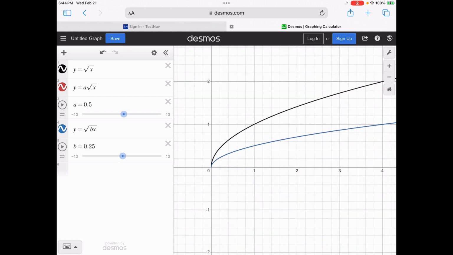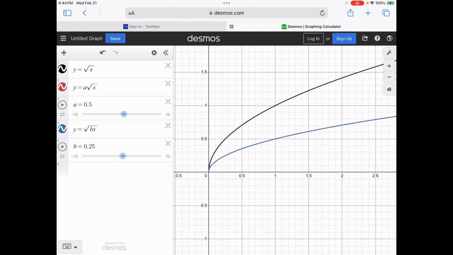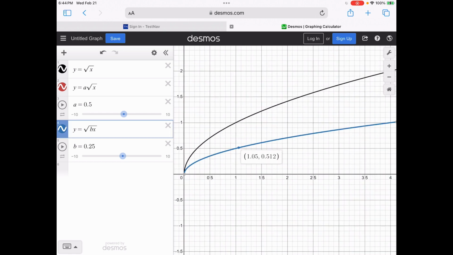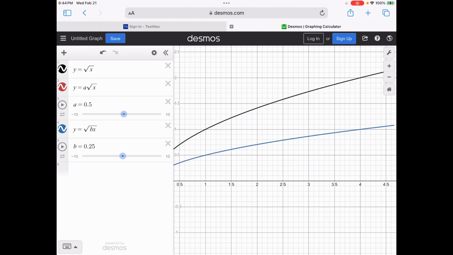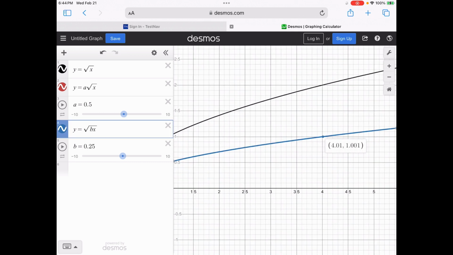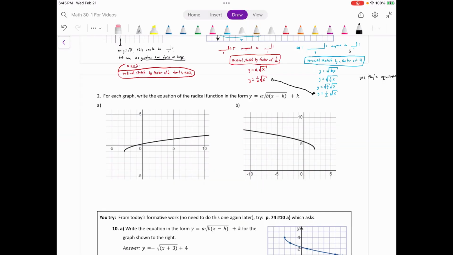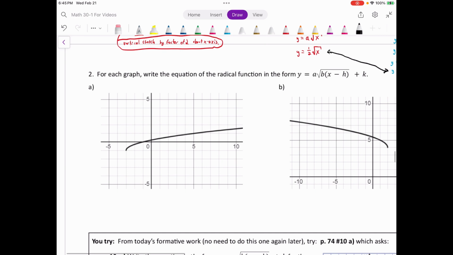Again, we could go over 0.5, over 1 up 0.5, that's that point right there. Or we could think of it as now we're going over 4 up 1, so it's 4 times wider. Horizontal stretch by a factor of 4. Cool. All right, now let's see if we can put this all together and actually fully write the equation of a radical function given just its graph.